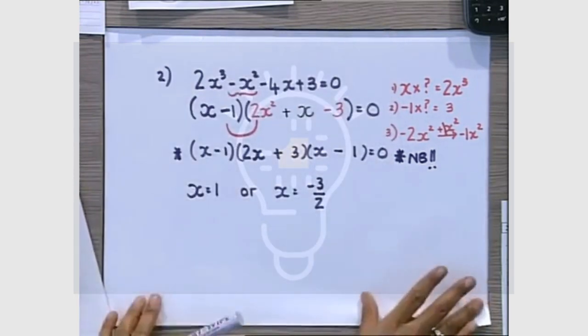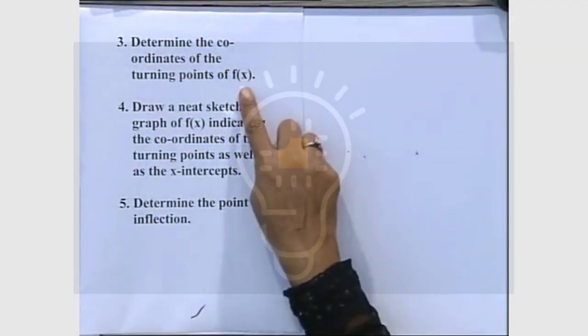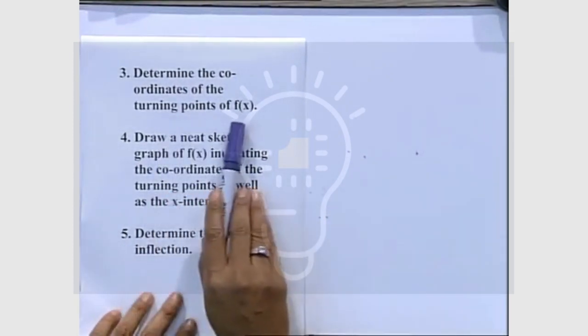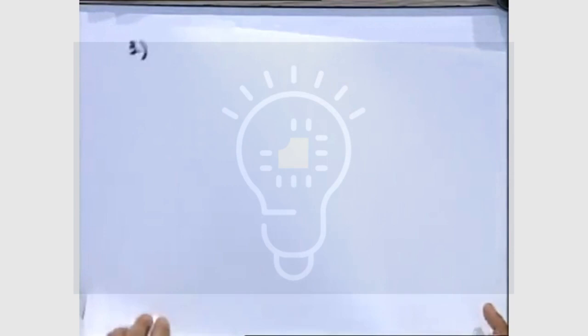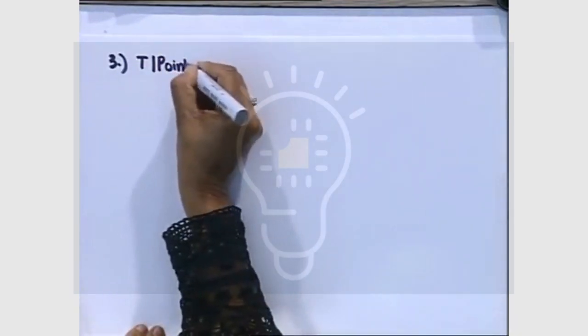Okay. Let's go to our next question, and the next question says that we have to determine the coordinates of the turning points of f of x. So we are following our questions like they gave it to us in our mathematics books. Determine the coordinates of the turning points. Now make a note for me, grade 12. This is how you find your turning point. So this is number 3. Are you all writing number 3? And this is how you find your turning points. Right, make these notes for me.